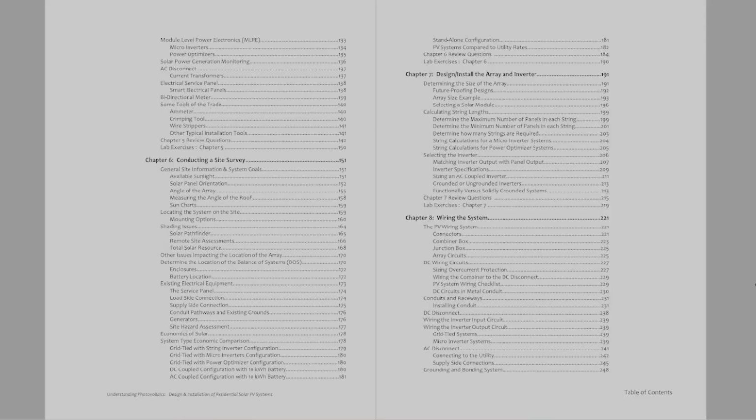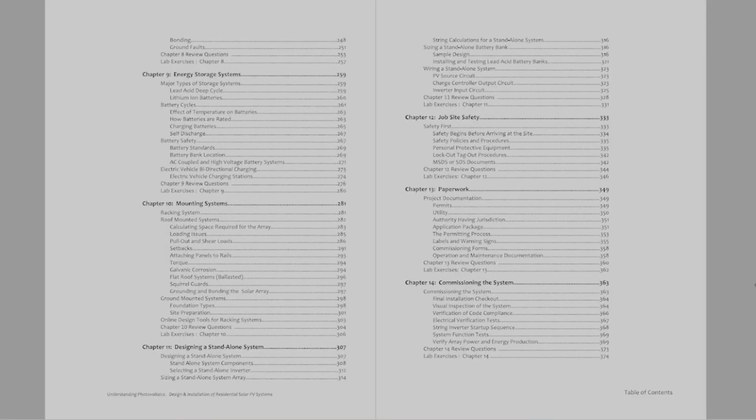And then Chapter 7, we get into the designing of the array and the inverter based on your load. How do you do this? How do you calculate the size of the array? How do you calculate string lengths if you're doing a string inverter? How do you select an inverter? Talk a bit about clipping, things of that nature. Then Chapter 8, wiring the system. Of course, there's a lot to do with wiring and how you select the wire that you're going to use in all of the various circuits.